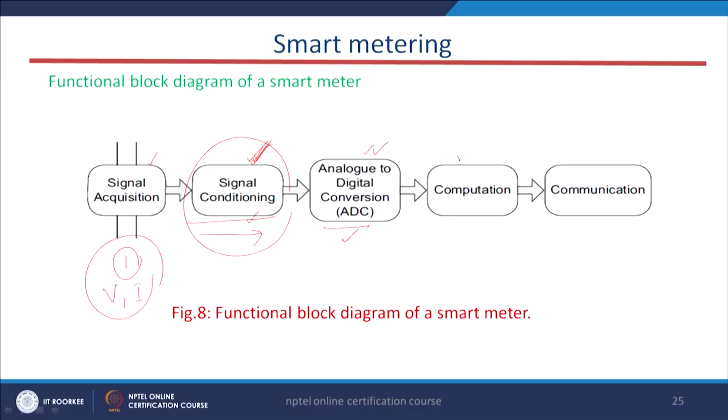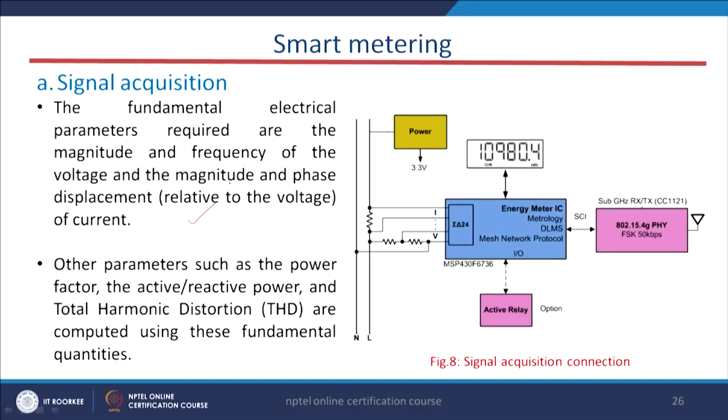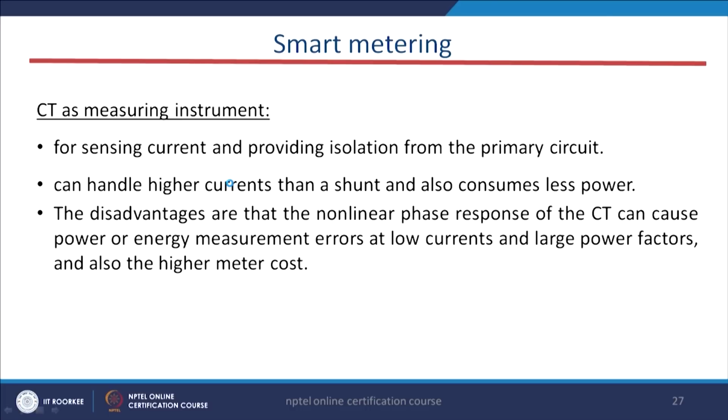And after that we will go to the computation block, where the computation is basically done by a processor, and the processor will help in computing whatever components or subsequent derived components we need from the voltage and current signals, and then it will communicate for further action. Now, this signal acquisition we have already discussed: it basically collects the voltage and current signals and then processes them further to the ADC part.